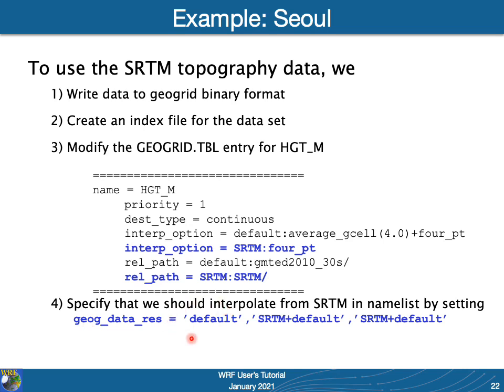So for domain 1, we can leave that variable set to default, and that will tell the GeoGrid program to use the default dataset, which happens to be this GMTED 2010 30 arcsecond dataset. But for domains 2 and 3, try to find a resolution of data that's called SRTM in every entry in the GeoGrid table file and use that. And only if a resolution called SRTM is not found should the GeoGrid program try to use a resolution called default. And this might happen, for example, for the land use data, for which we don't have a resolution called SRTM. And similarly for domain 3.